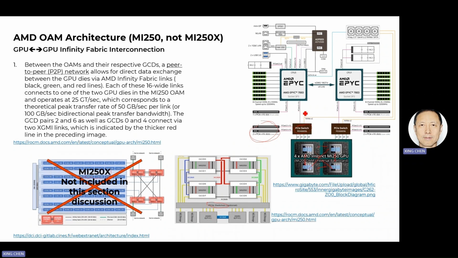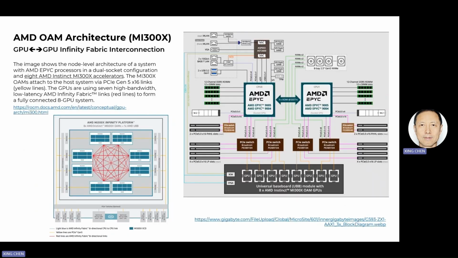To the CPU is PCIe links, and between the GPUs, for Nvidia is NVLink. For AMD, that's their Infinity Fabric links.